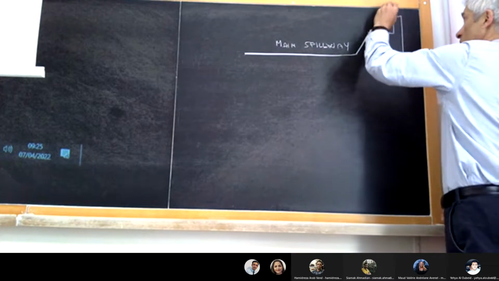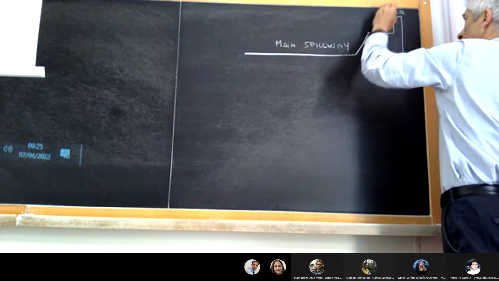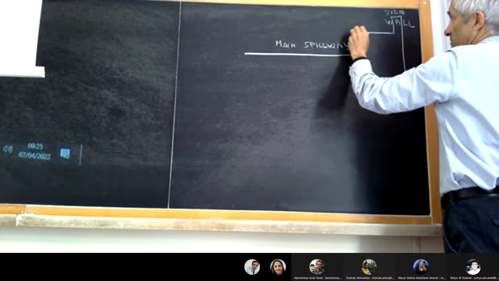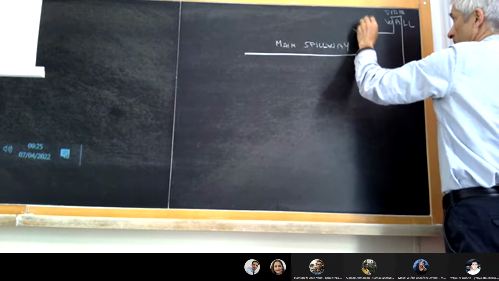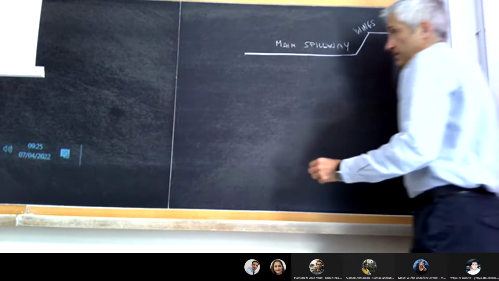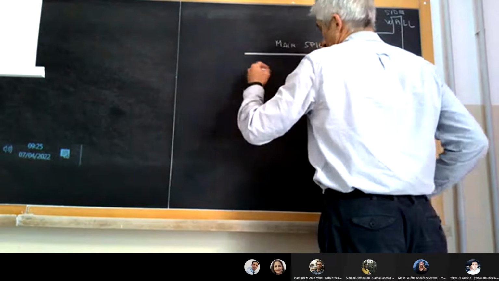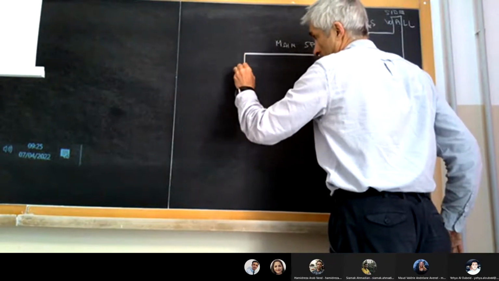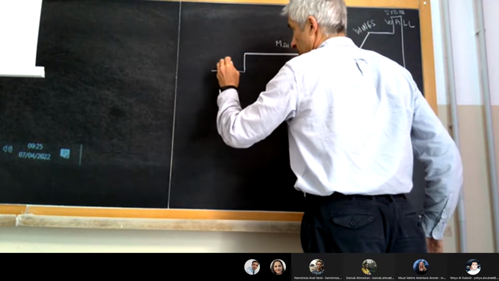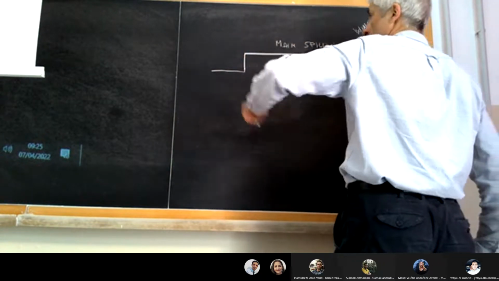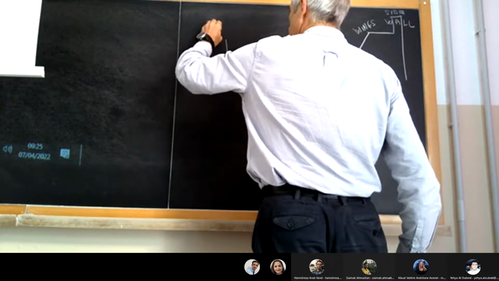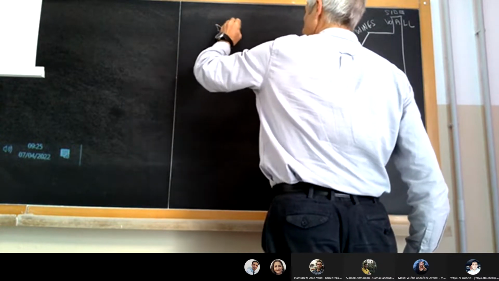And this is the side wall. These are the wings. Okay, now, at a lower elevation with respect to the main spillway, I have the withdrawal spillway, the diversion spillway. So this one is the diversion spillway.